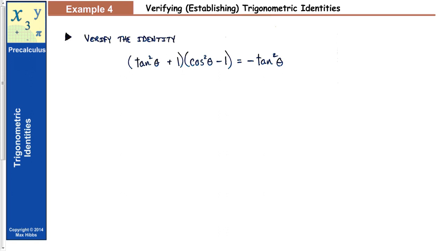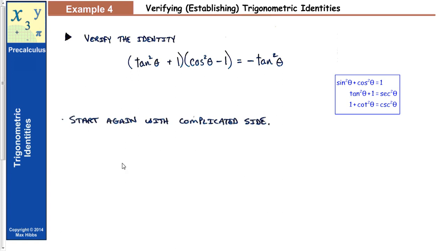Okay, here to verify the identity, tangent squared theta plus 1 times cosine squared theta minus 1 equals negative tangent squared theta. And I don't know about you, but what's going through my mind right away is I see tangent squares and 1s and cosine squares and 1s, and so I'm thinking maybe some Pythagorean identities are in order here. So actually I'm thinking a couple of things. I need to start with the complicated side because I have more opportunities to change it, and once again it seems like the left side is the more complicated side.